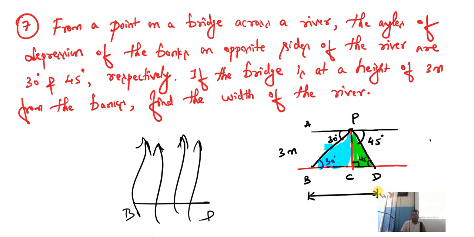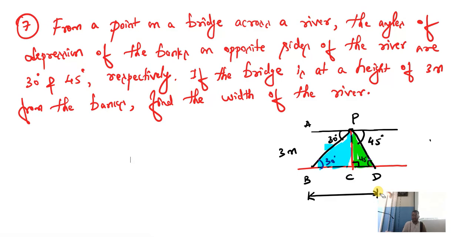That's it. So children, here you should write the first sentence. Let a point P be a point on the bridge. Make a note. Clear? Next line.